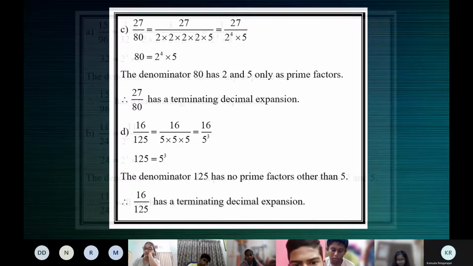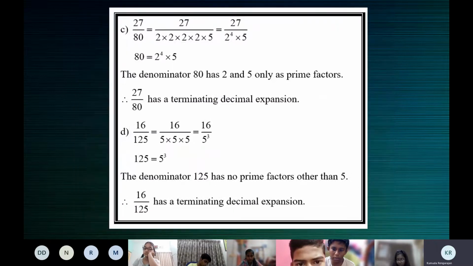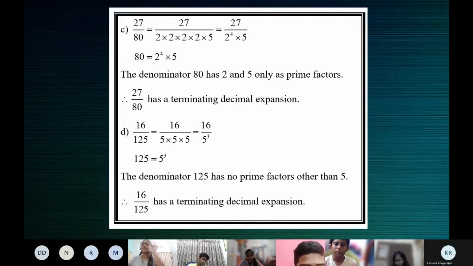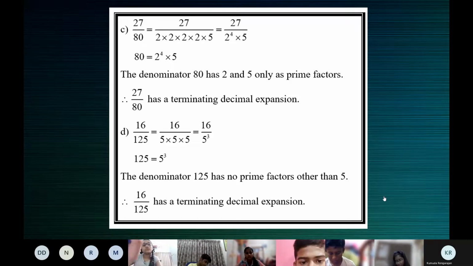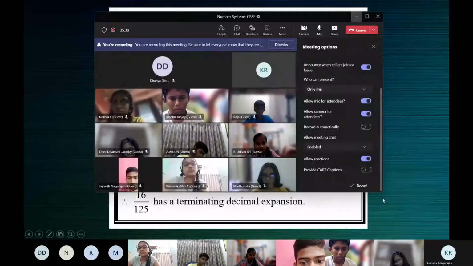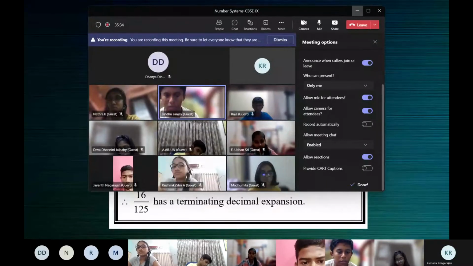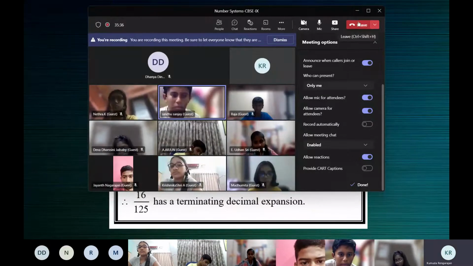Now, test. Okay, take a screenshot. Quickly. Udanshri, is it clear? Yes, ma'am, it's clear, ma'am. Okay. Sanjay, any questions? No, ma'am. No doubts, ma'am.